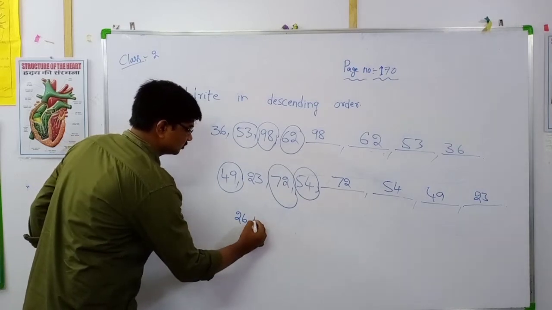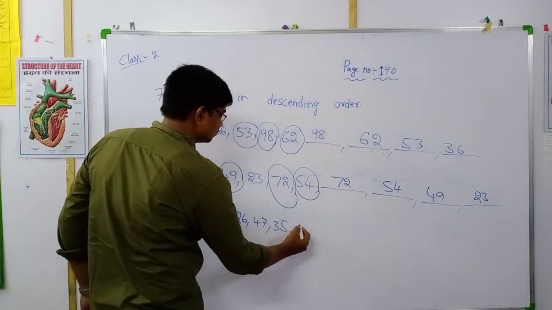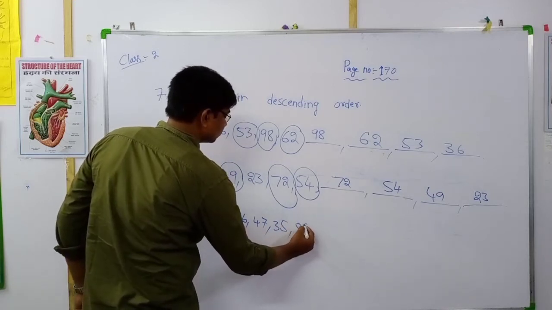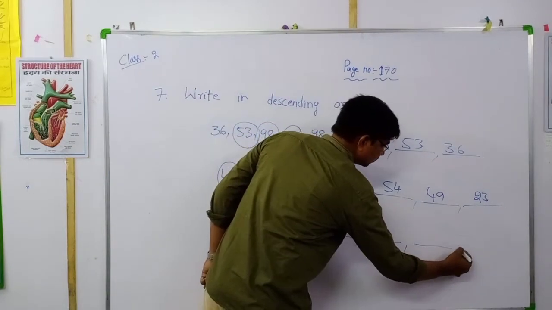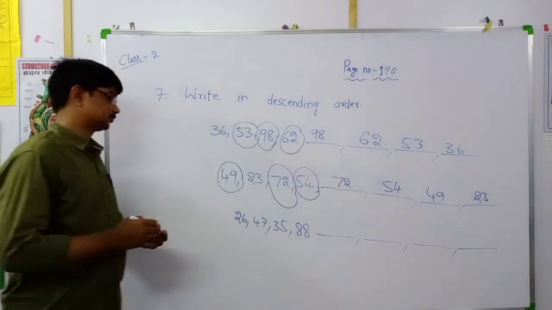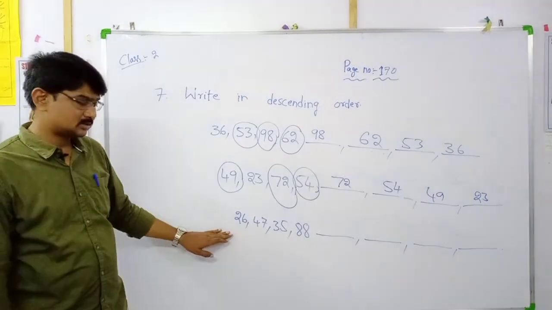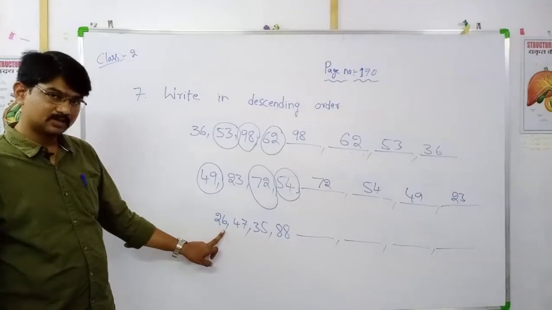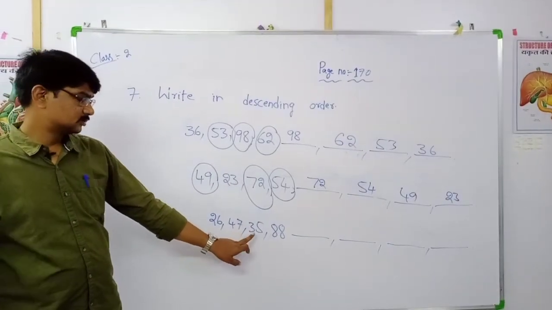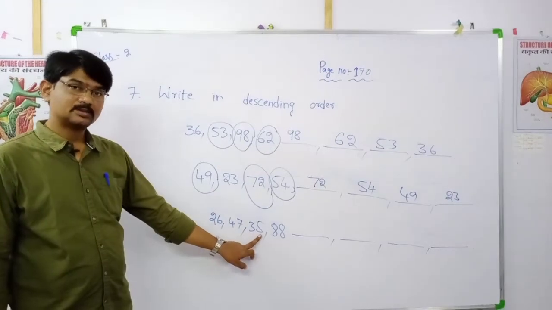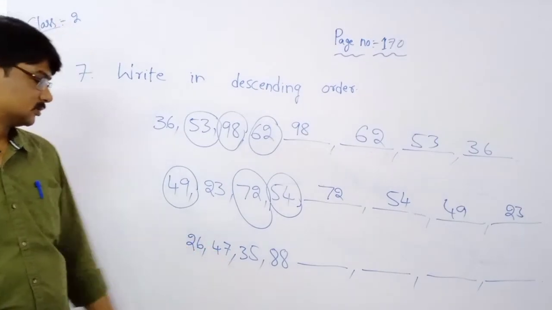26, 47, 35 and 88. 1, 2, 3 and 4. First, have a look at given numbers. 2, 6, 26; 4, 7, 47; 3, 5, 35; 8, 8, 88.